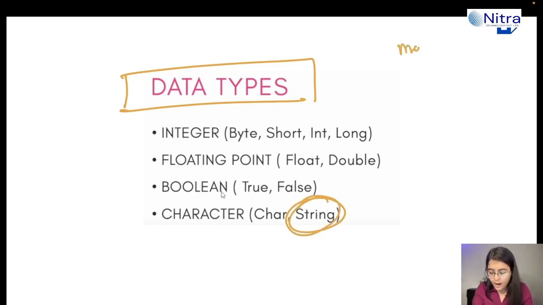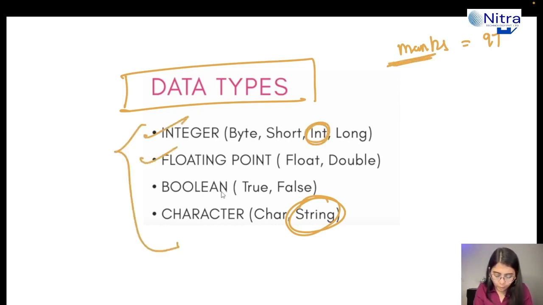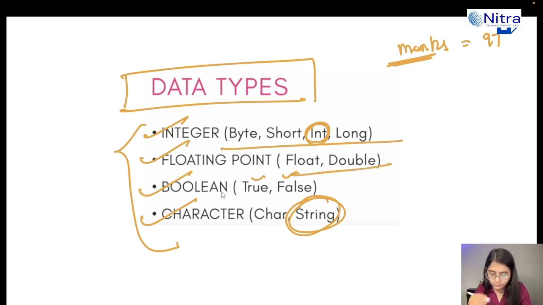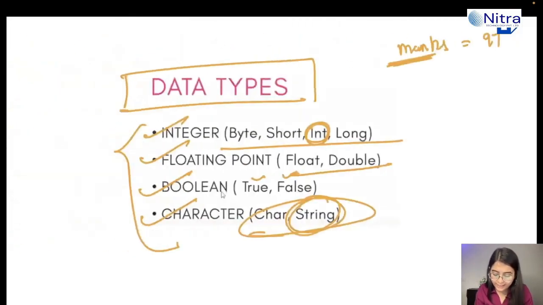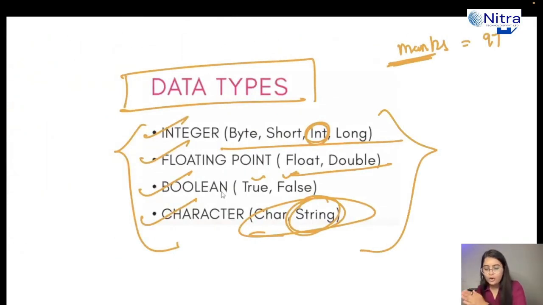If I want to store my marks, let's say in physics 97, this is of type integer, right? So these are the data types in Kotlin: integer, floating point, boolean, character. If you just want true or false, boolean is there. For integers, short, int, long, byte; float, double for floating point; and then for characters, char, string, right? These are the data types. And these are some quick facts about Kotlin. Let's quickly check it. Once we go on and create more and more projects or files in Kotlin, we will write more code in Kotlin, and you will understand these data types in detail.